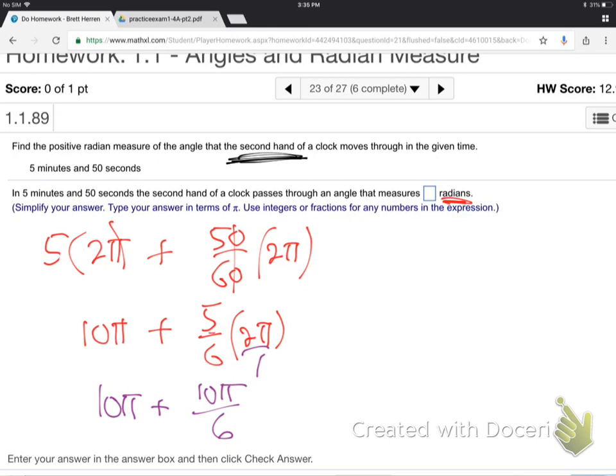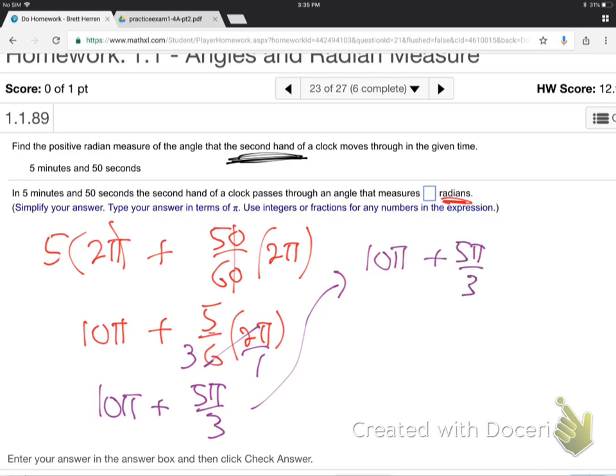10 pi, 5 times 2. Either way is totally good. 5 pi over 3, that'd be a little simpler. So we have 10 pi plus 5 pi over 3. Am I losing you? I feel like I'm losing you a little bit more now on this one. Is this making sense? 5 full circles, the second hand goes around 5 full minutes, and 50 60ths of another full circle. Reduce that, 5/6, 2 pi, put it over 1, cross cancel, 5/3.